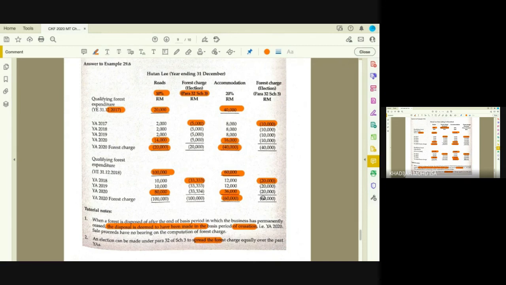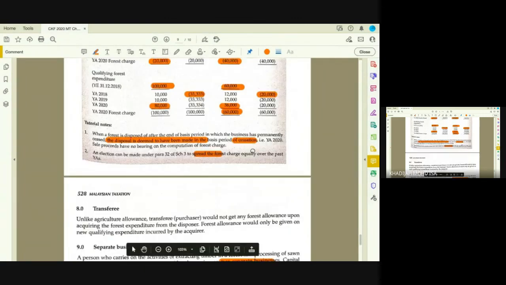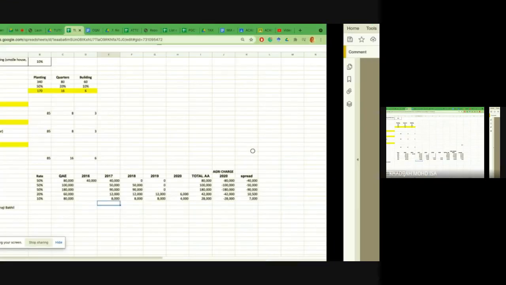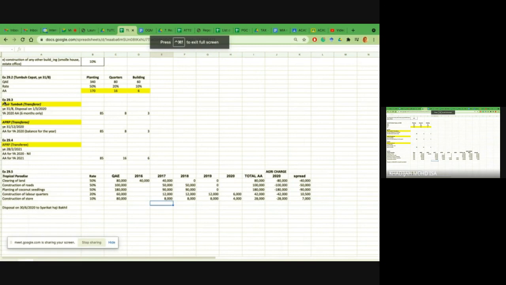Other questions? Okay. If you don't have any more questions, then that's the end for your forest allowance. Okay. So I think that I should stop the recording.